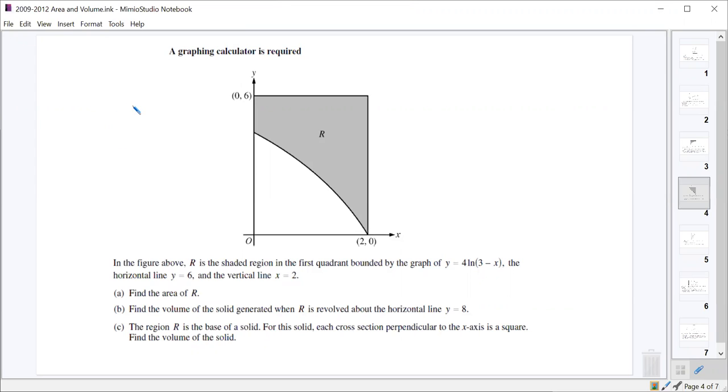All right, oh well. So for part A, we were looking for the area of that region, right? And so the area of that region should be the integral from the leftmost, 0, to the rightmost, 2, of the upper function, which is y equals 6, minus the lower function, which is 4 natural log 3 minus x dx. And just having this is worth 1 point. And then the second point for this one was just getting the answer.